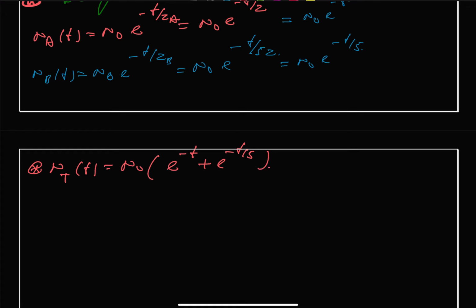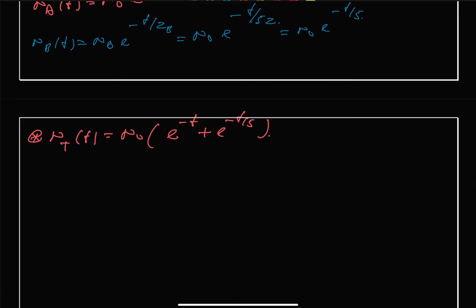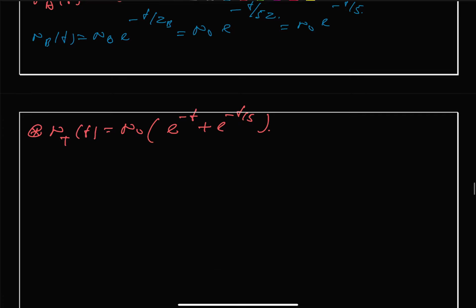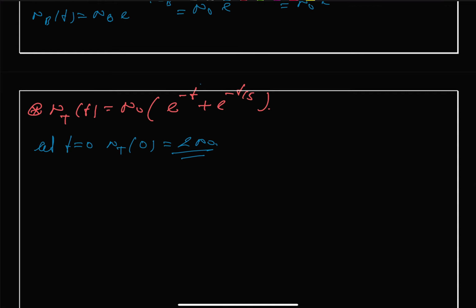So this is, and we can also find out here the initial value. So we can say at t is equal to 0, our total at 0 will be equal to n naught plus n naught, that will be equal to twice n naught. So this will be the initial value, and from here we can say initially the first part is going to dominate because it is going to decay rapidly, and the species B is going to decay slowly.